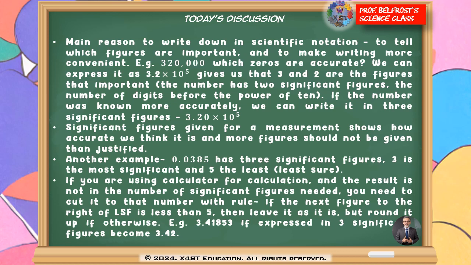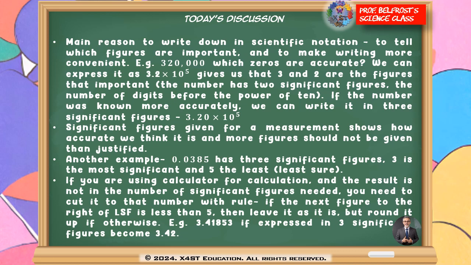We'll later learn about error of measurements, and then we need to take account of this. Another example: 0.0385 has 3 significant figures. 3 is the most significant one, and 5 is the least significant figure, the least sure.